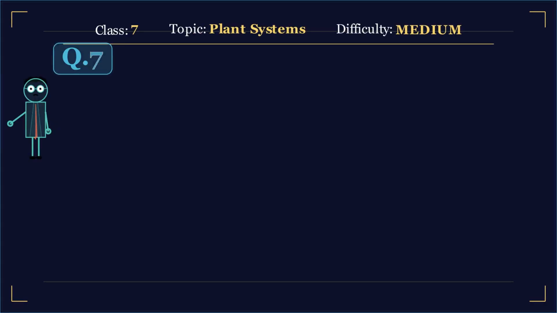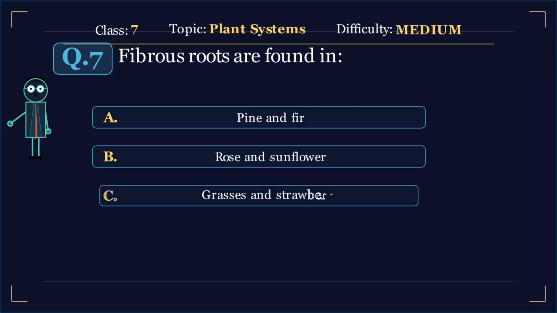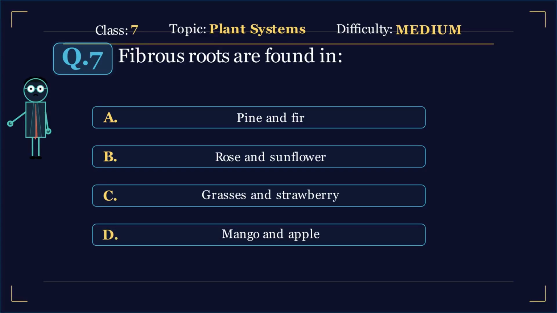Question 7. Fibrous roots are found in: Option A, pine and fir. Option B, rose and sunflower. Option C, grasses and strawberry. Option D, mango and apple. The correct answer is option C.